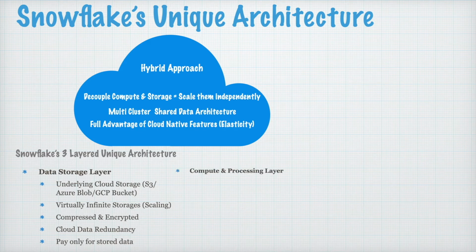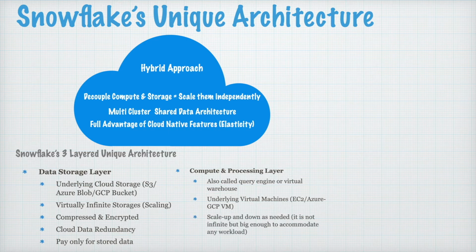The next layer is the compute and processing layer, which you can think of more like Spark or Impala. It is also called the query engine, or a virtual warehouse in terms of Snowflake. The underlying virtual machine could be an EC2, Azure or GCP machine. You can scale up and down as needed. It is not infinite but big enough to accommodate any workload. Different sizes serve different workloads.